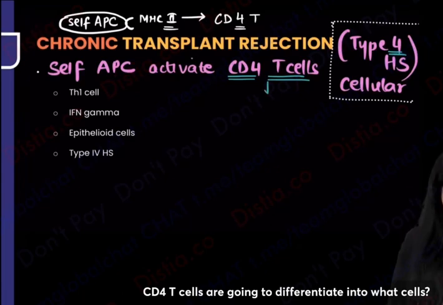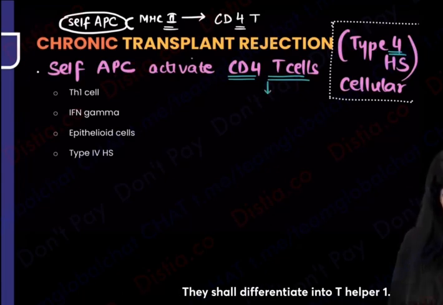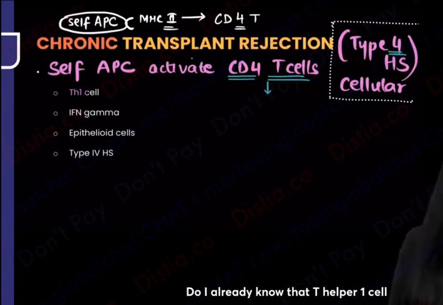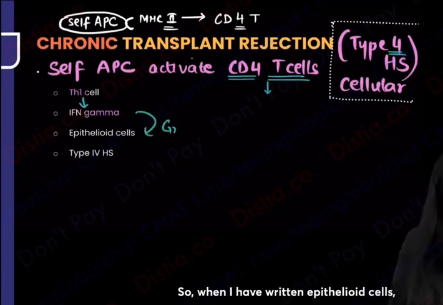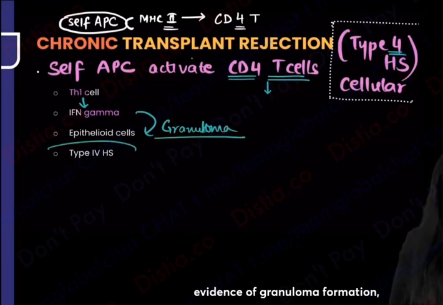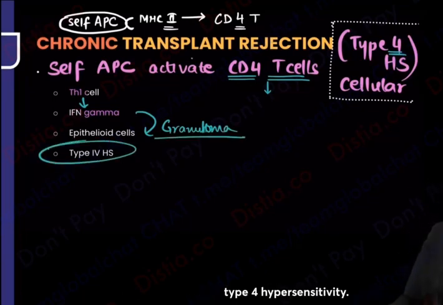CD4 T cells are going to differentiate into what cells? They shall differentiate into T helper 1. Do I already know that T helper 1 cell releases which interferon? It releases interferon gamma, and G for gamma, G for granuloma. So when I've written epithelioid cells, this basically means that there is an evidence of granuloma formation, and this is all that are studied in type 4 hypersensitivity.